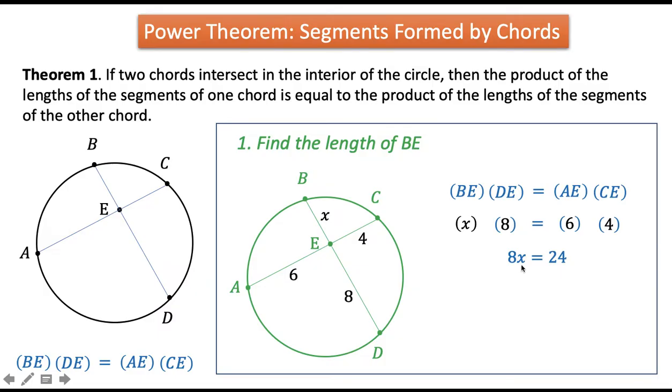Then isolate x by dividing each side of the equation by 8. 8 divided by 8 is 1. We are left here with x. 24 divided by 8 is 3. And that's the measure of segment BE.